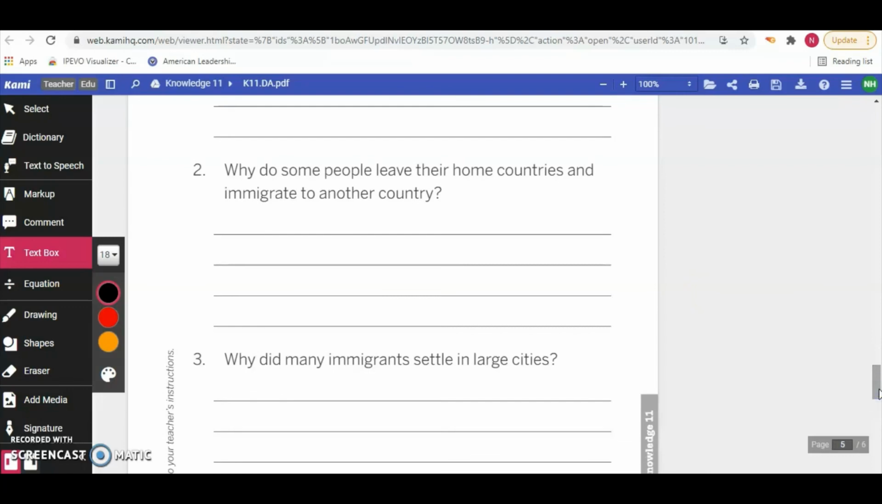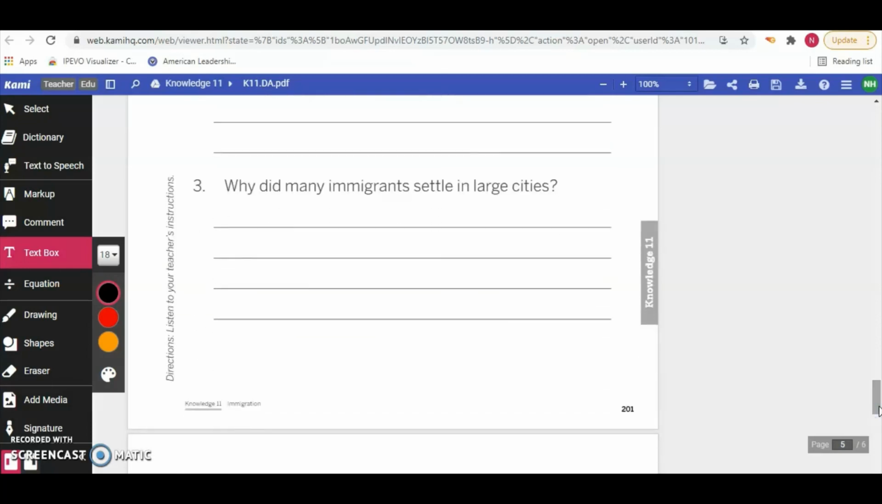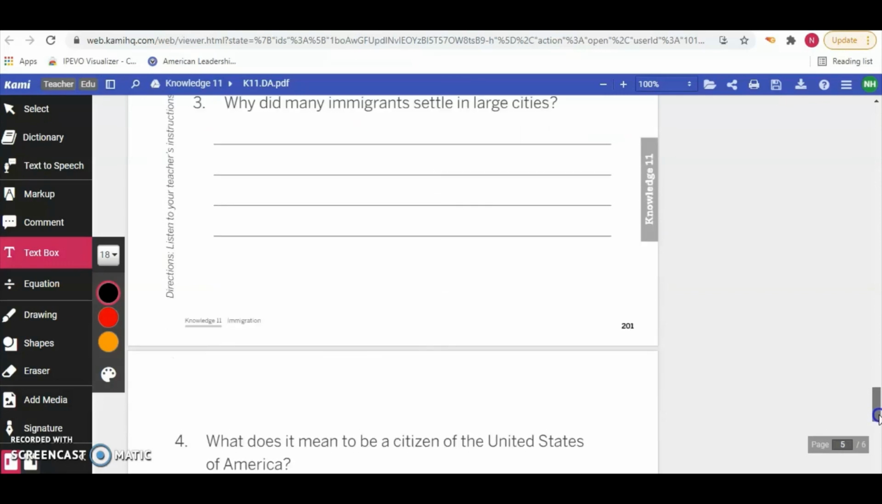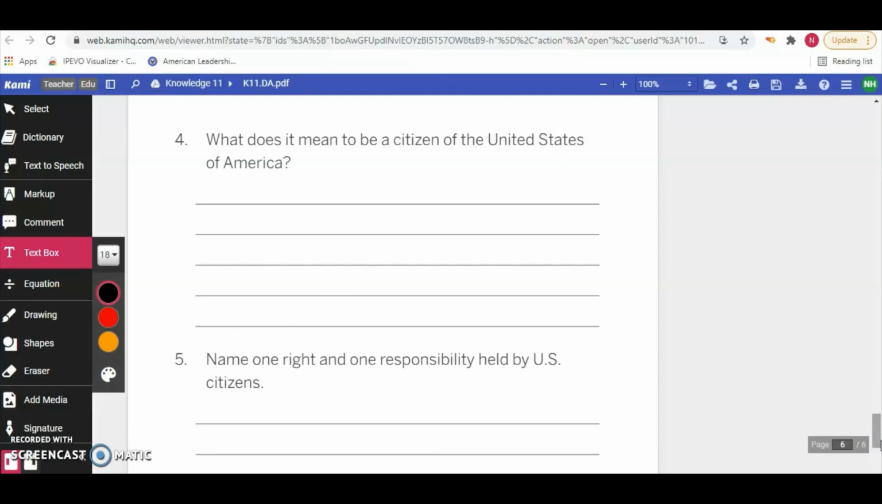Number 2, why do some people leave their home countries and immigrate to another country? Number 3, why did many immigrants settle in large cities? Number 4, what does it mean to be a citizen of the United States of America?